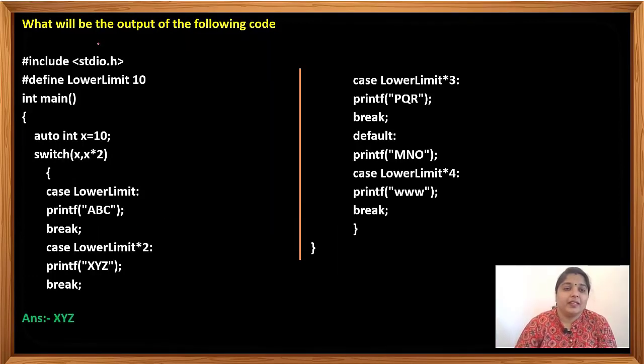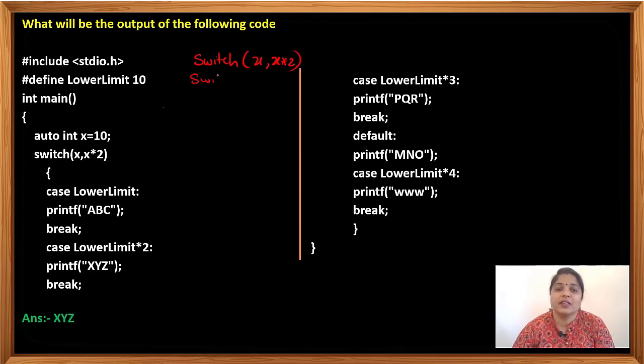Okay. Another question. What will be the output of the following code? We have a code snippet given and we have to find the output of that. Here, lower limit is initialized as 10. Then you have a switch statement. Before the switch statement, x is given a value of 10 and x is an integer. Inside the switch statement, this is another type of switch statement where you have multiple expressions: switch x comma x into 2.